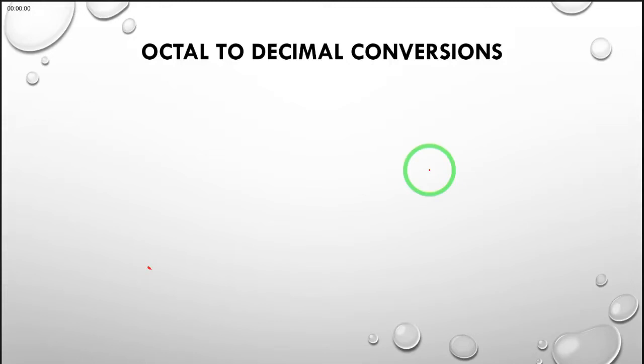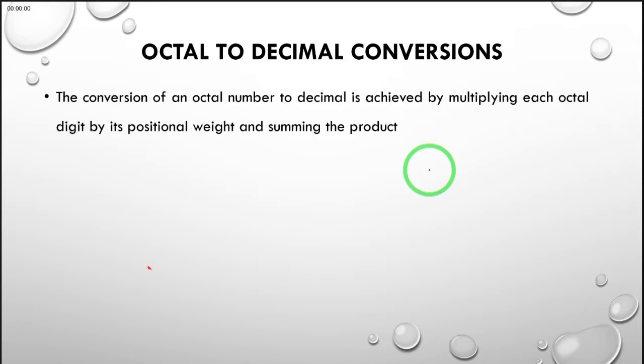And now we do octal to decimal. We do it simply the same way we have done with the binary, in which case we say the conversion of an octal number to decimal is achieved by multiplying each octal digit by its positional weight and summing the product. And I think I gave an example, but it doesn't harm to do another one.